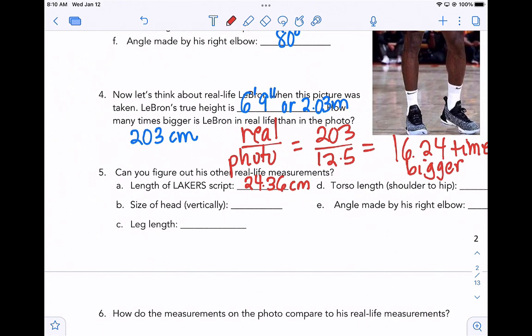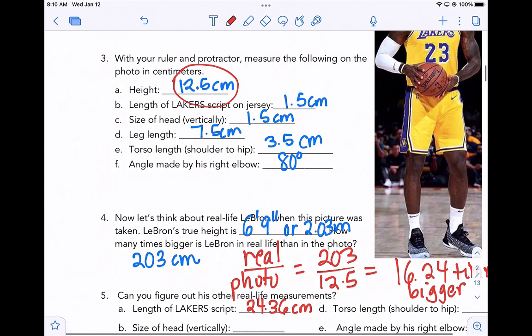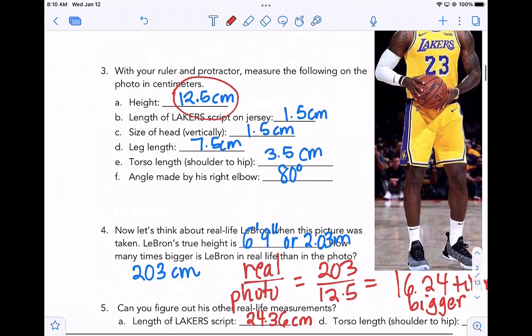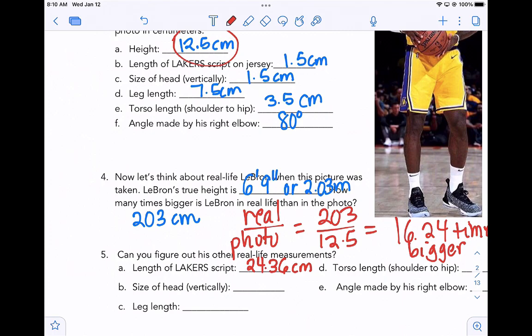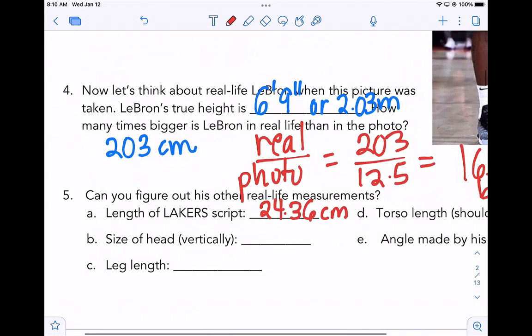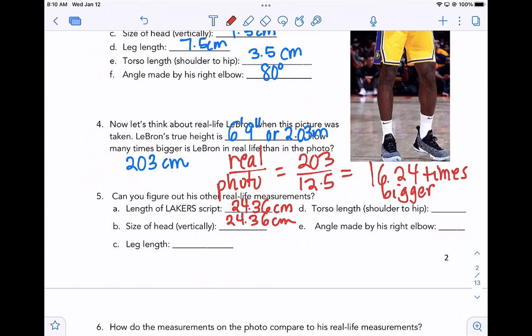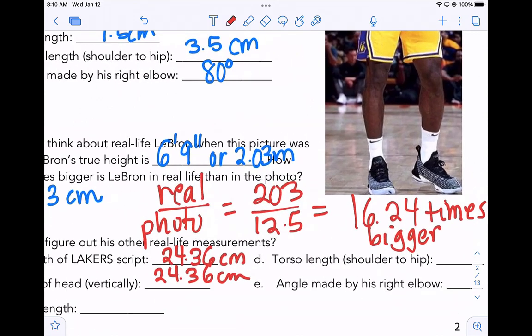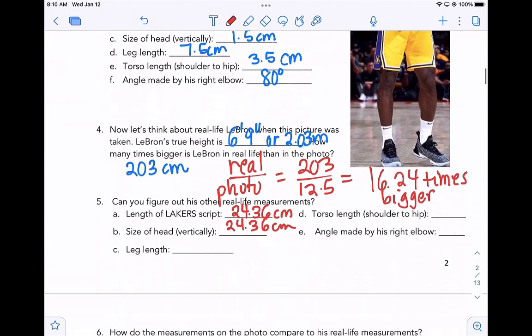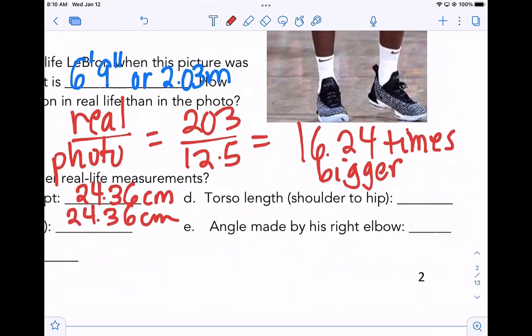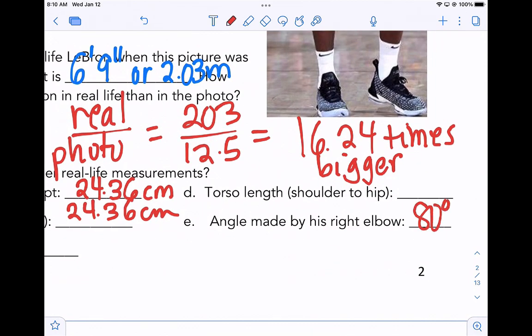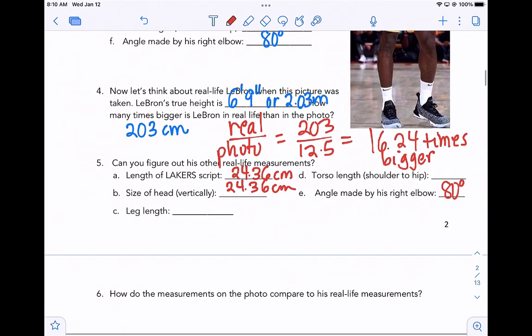For example, the size of his head, we can multiply 1.5 times 16.24. Okay, so it's the same as the length of the script of the Lakers logo. So there's the length of his head, and you can do his leg length, the torso length, and the angle made by his right elbow as well. Well, actually, will the angle change? The angle won't change, even though all the sizes will change.